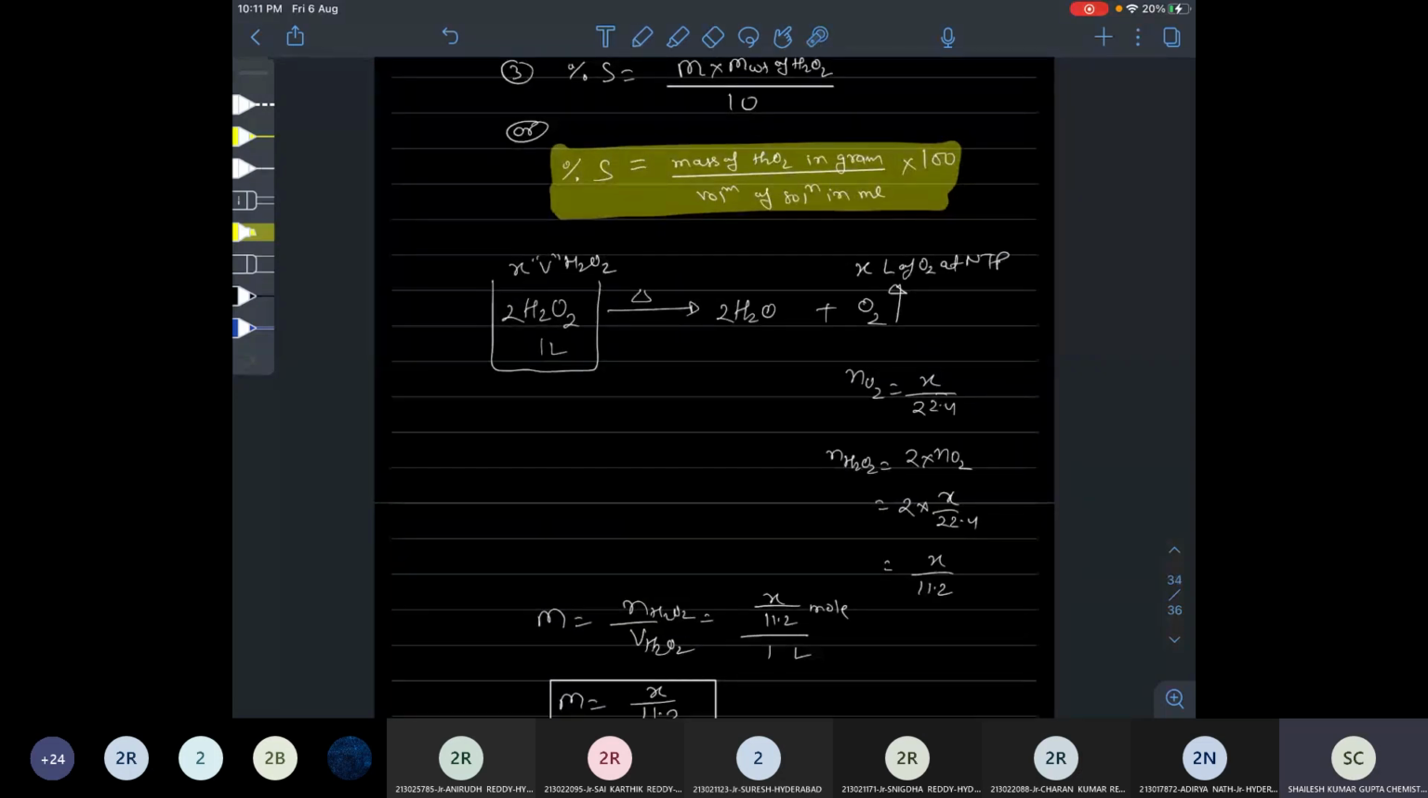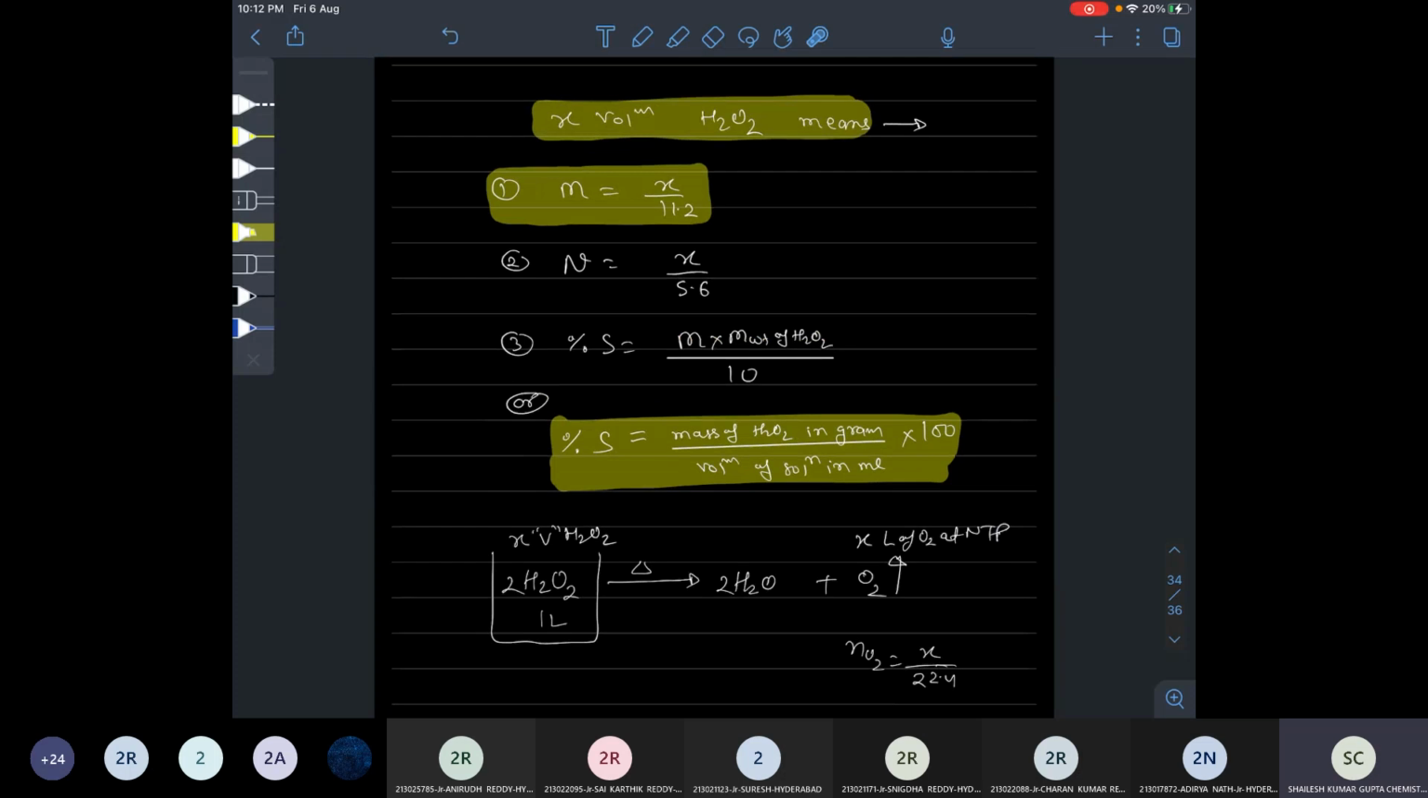So again, I am repeating, X volume H2O2 means when 1 liter aqueous solution of H2O2 is decomposed completely, you will get X liter of O2 at NTP. That's it. So if it is 10 volume, it means 1 liter of H2O2 on decomposition gives 10 liter of O2 at NTP. If it is 20 volume, it means 1 liter of H2O2, this we have to fix, 1 liter only will remain, right? After decomposition it will give 20 liter. If it is 30 volume, 30 liters. Like that it will be. You got the idea of where this volume labeling comes from.